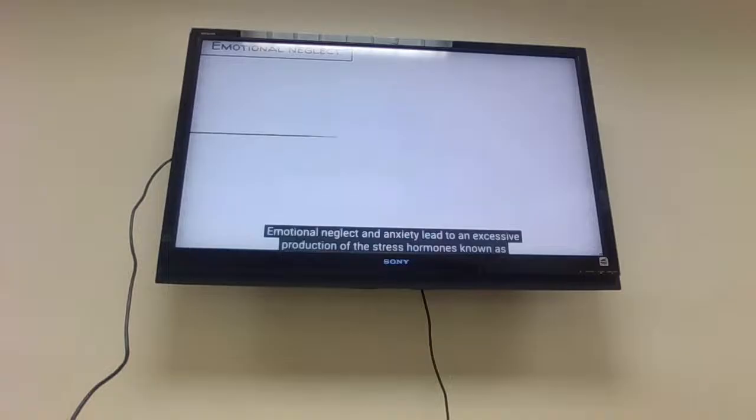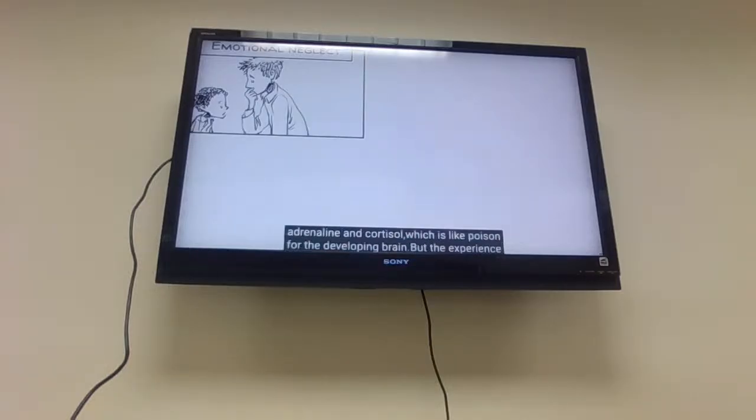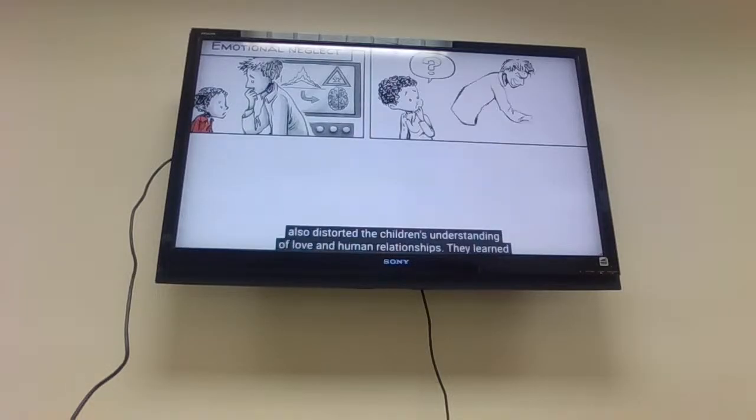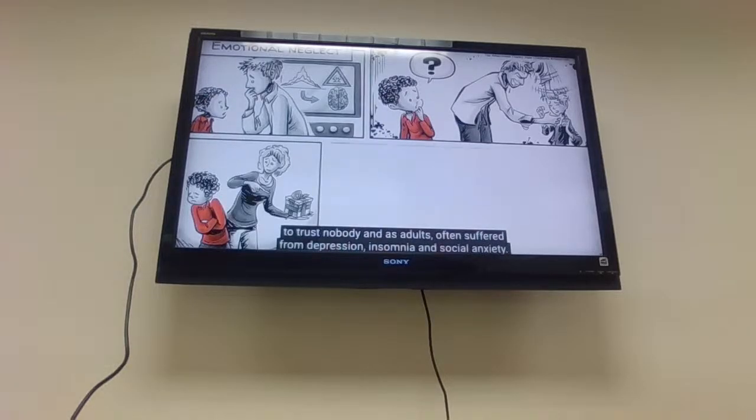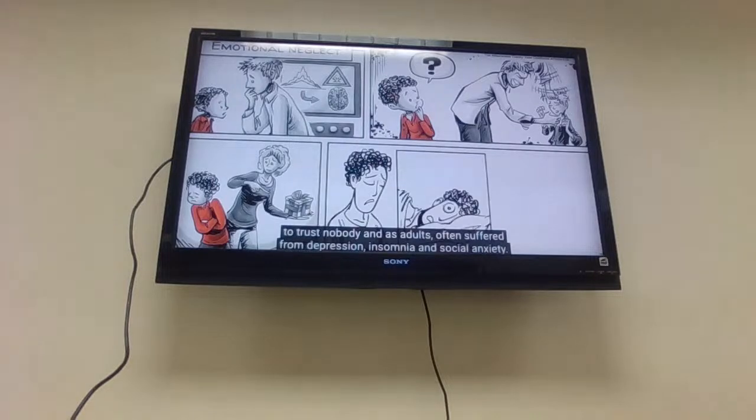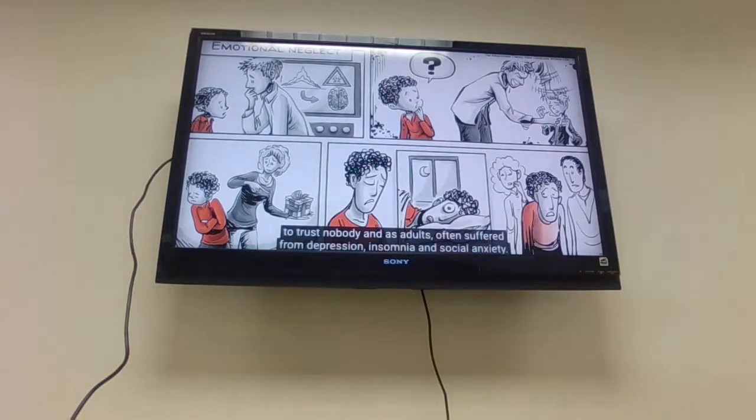Emotional neglect and anxiety lead to an excessive production of the stress hormones known as adrenaline and cortisol, which is like poison for the developing brain. But the experience also distorted the children's understanding of love and human relationships. They learned to trust nobody, and as adults, often suffered from depression, insomnia, and social anxiety.